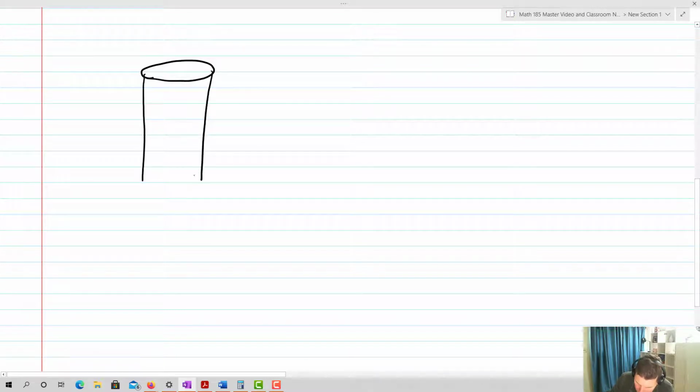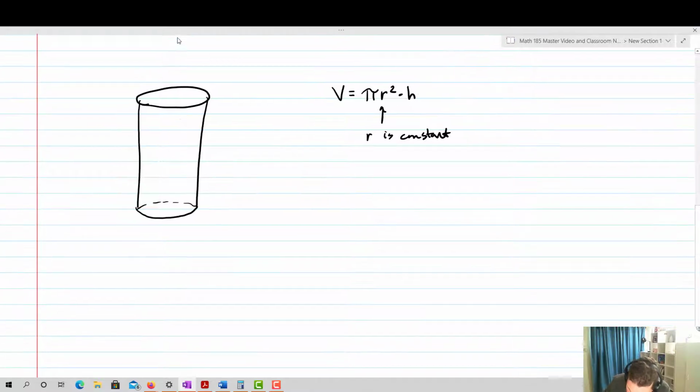Let's imagine just a very basic way of thinking about my coffee mug. Let's imagine that my coffee mug is just a very basic cylinder, because essentially that's what my coffee mug is, and this is going to be easy to deal with. I know that the volume of my cylinder is going to end up being pi r squared times h. That's the volume of a cylinder. That's because r is constant, and then we have this h value.